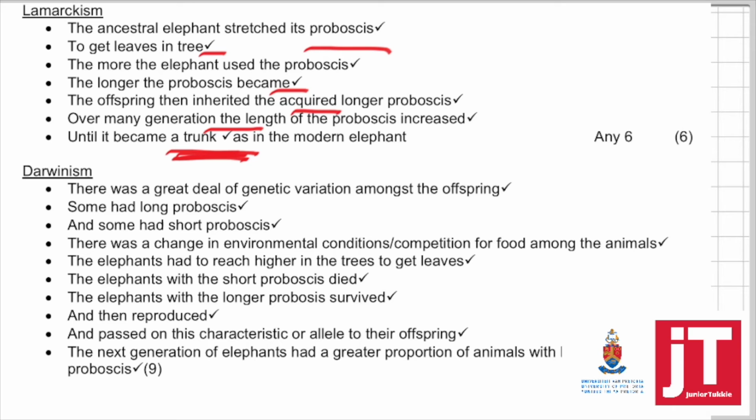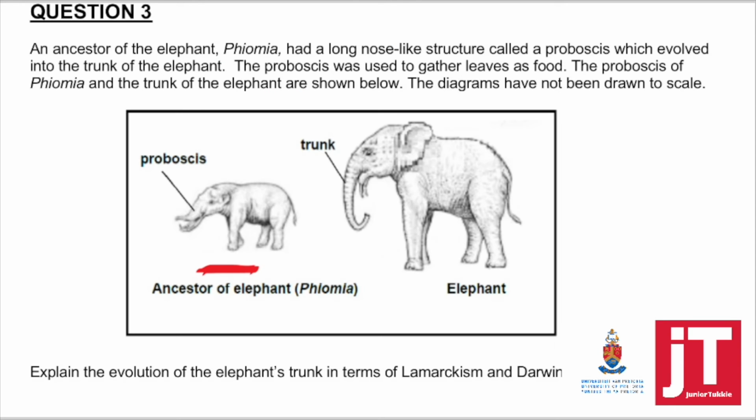Right, now let's go to Darwinism. Darwin talks about variation. So there would have been those with a long proboscis and a short proboscis. The ones with the short proboscis could not get the food, and the ones with the long proboscis could get the food. So the ones with the long proboscis had the favorable characteristic and could reach the food, survive, and reproduce. And the ones with the short proboscis could not get the leaves, and as a result died out, and that was the unfavorable characteristic.